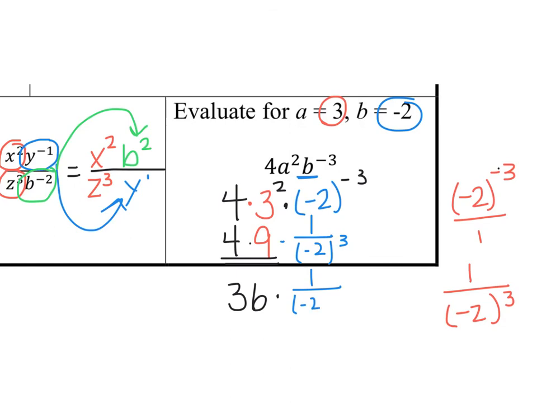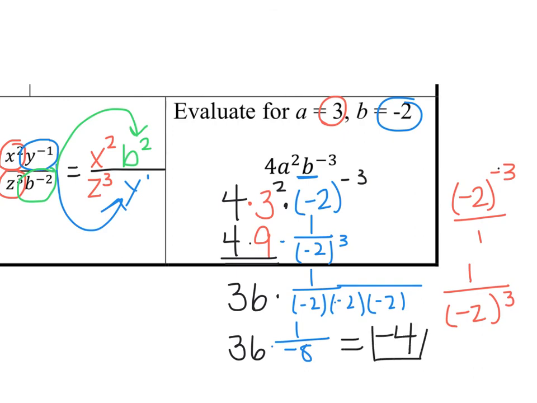Negative 2, and remember this from the last set of notes, times negative 2 times negative 2. We're going to simplify that. Again, bring down the 36, and this will give us 1 over negative 2 times negative 2 times negative 2 is negative 8. And then 36 times 1 over negative 8 is negative 4. Because what we end up with is 36 divided by negative 8. Sorry, that's negative 4.5.